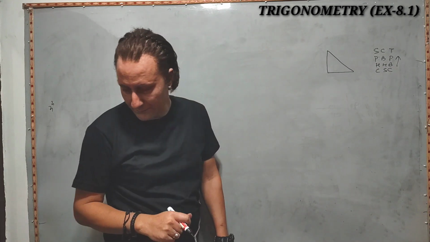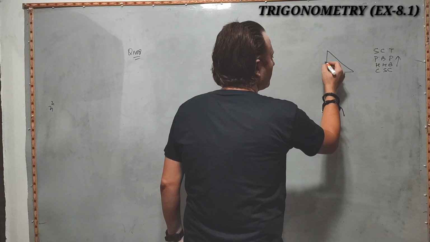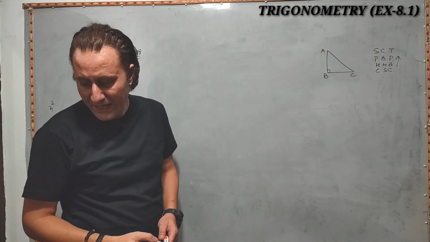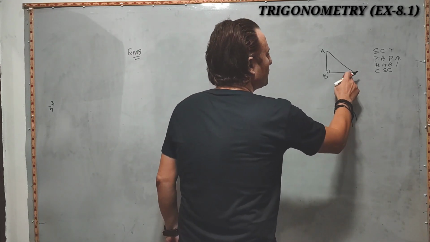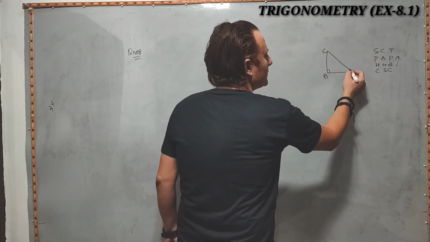Okay. Does it say where's the right angle? Right angle at B. So we have B here. Let the A be here and C here. If tan A is equal to 1 upon root 3. Okay, let me do a small change. Let me put an A here and C here.